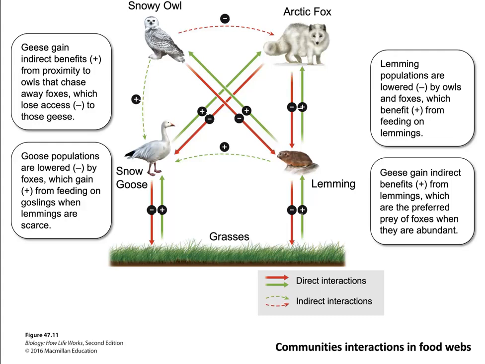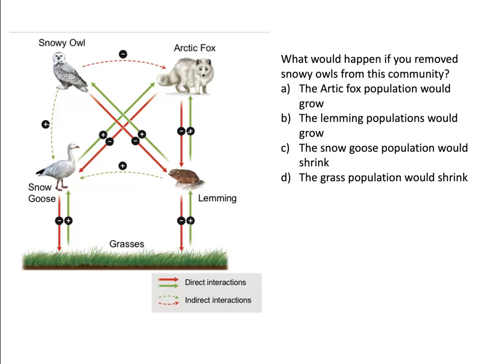And so this is all about understanding the complex interactions that one individual organism in a food web can have on another. And so given that, what would you predict would happen if you removed snowy owls from this community? Go ahead and think about that for a minute, and you may want to just hit pause on your computer screen to give yourself some time to think about it. What do you think would happen if you removed snowy owls?